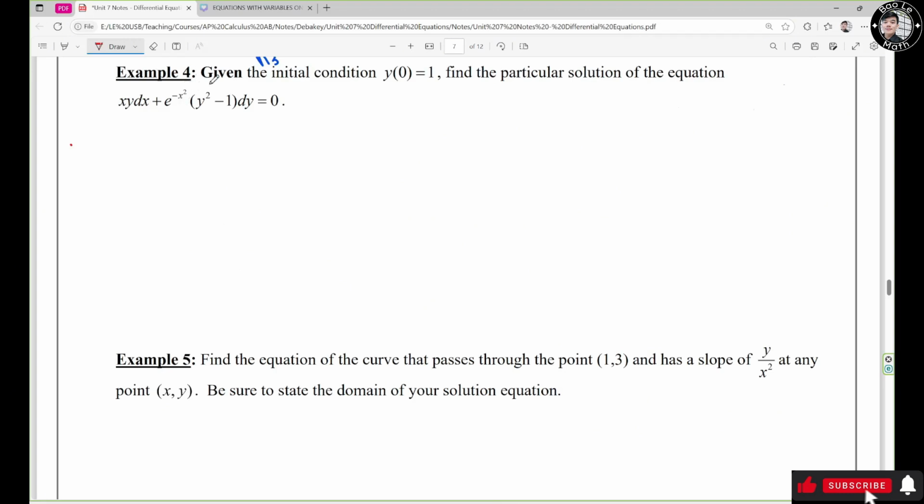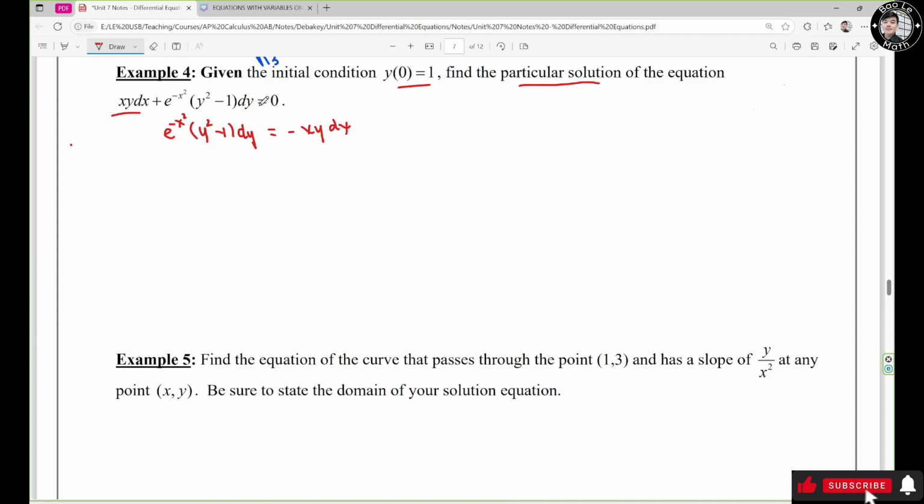Now let's move on to example number 4. Given the initial condition y of 0 equals 1, find the particular solution of the equation s times y ds plus e to the negative s squared times (y squared minus 1) dy equals 0. Now the first thing I need to do is to separate them. So in order to do that, I need to subtract this guy from both sides. So I have e to the negative s squared times (y squared minus 1) dy equals negative sy ds.